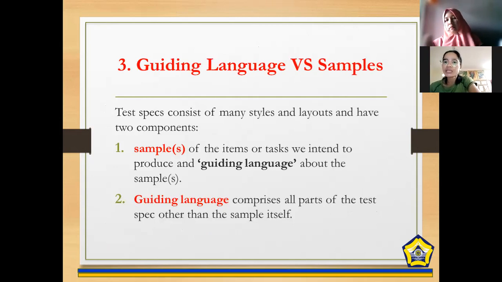Guiding language and sample. A test prompt consists of many styles and layouts and has two components. The first one is the sample of the item or task we intend to produce, and the second one is the guiding language, which comprises all parts of the test prompt other than the sample itself. Next.